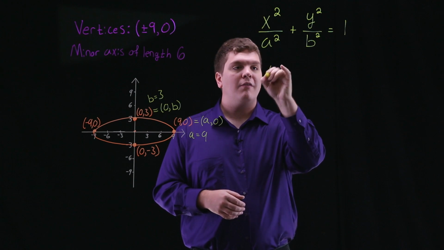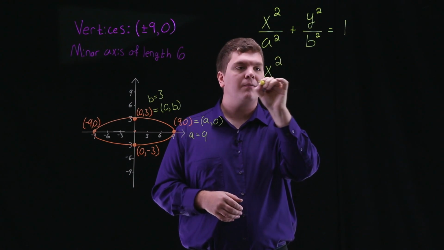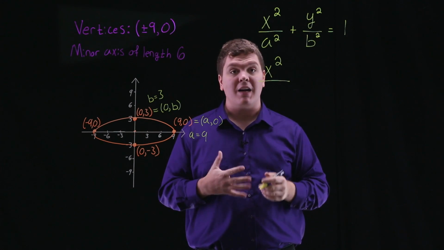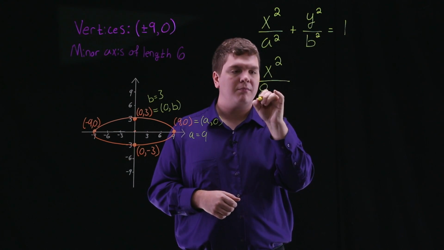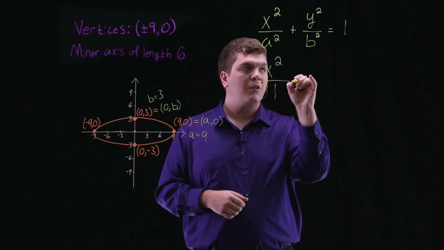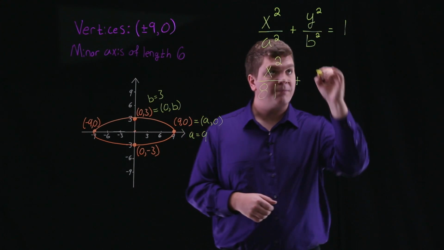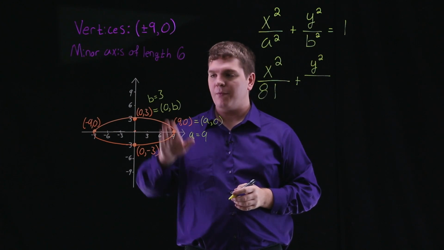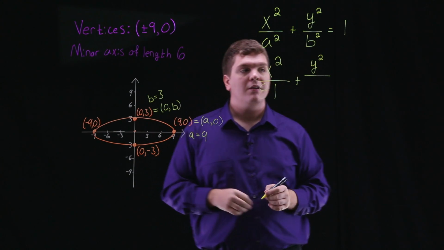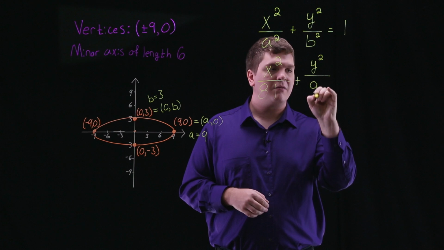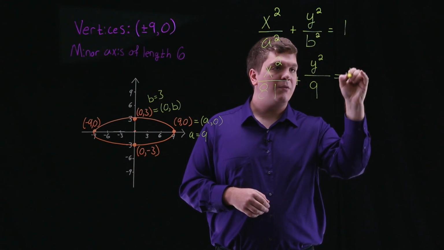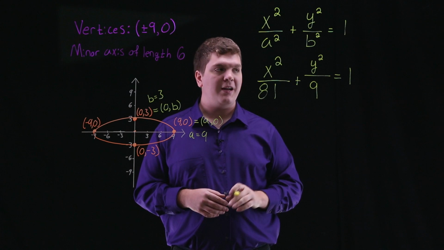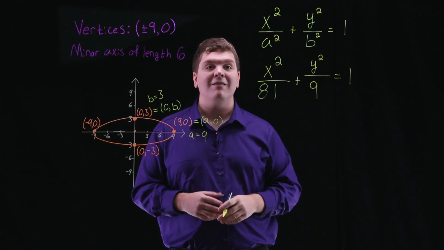So the standard form of our ellipse is going to be x squared divided by a squared, which is 9 squared, which is 81, plus y squared divided by b squared. Well, we already found b to be 3, so 3 squared is 9, and this is equal to 1. So the standard form of our ellipse is x squared divided by 81 plus y squared divided by 9 equals 1.